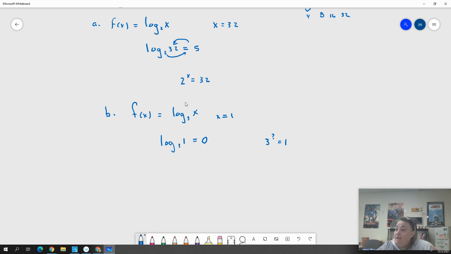Anything that you raise to the power. So if I have 3 to the power of 0, it equals 1. If I have 15 to the power of 0, it equals 1. If I have x to the power of 0, it equals 1. Anything raised to the power of 0 is 1. Anything raised to the power of 1 is itself.